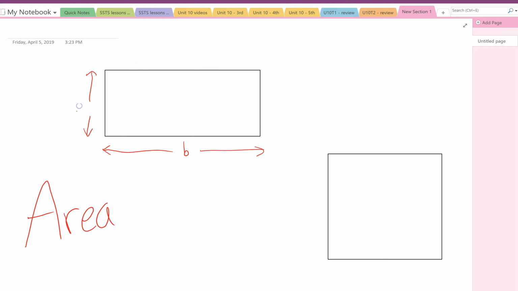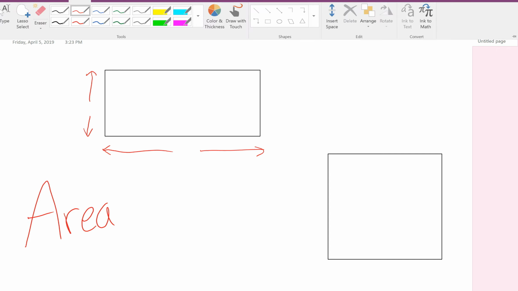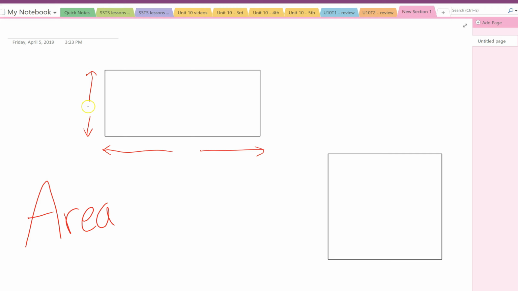So let's say the height of this rectangle is 3, and let's say the width is 8. And I want to know what the area is of this rectangle. All I have to do is multiply the base times the height. So in this case, that would just be 3 times 8, and 3 times 8 is 24. So 24 square units would be the area of this rectangle. Let me show you why that works.